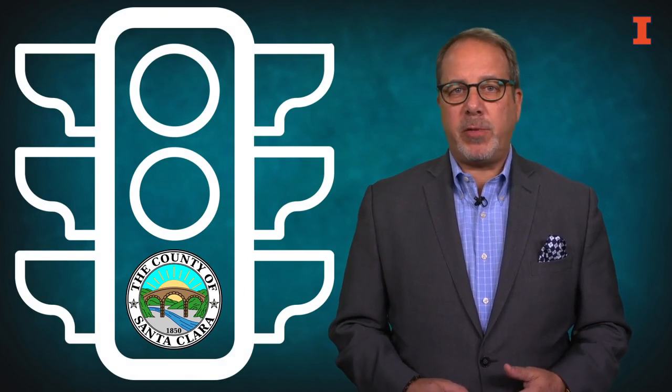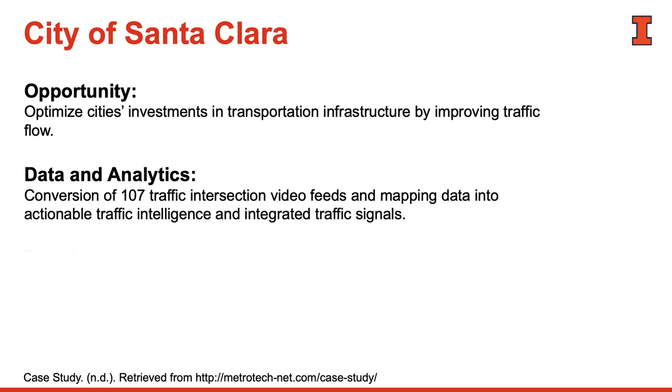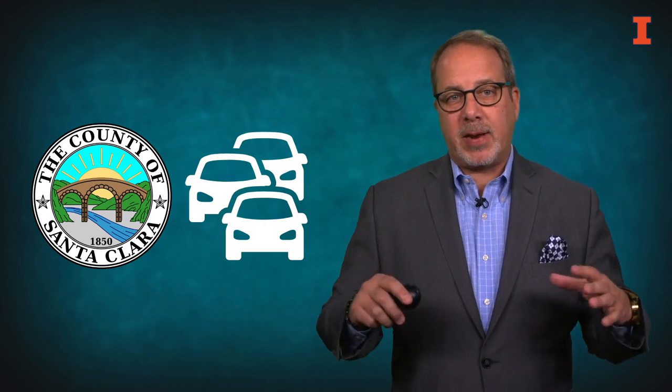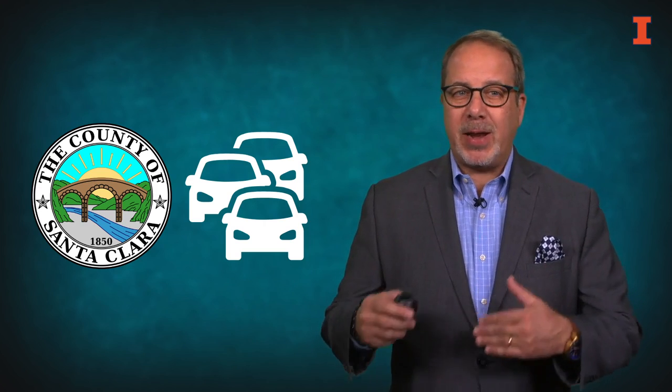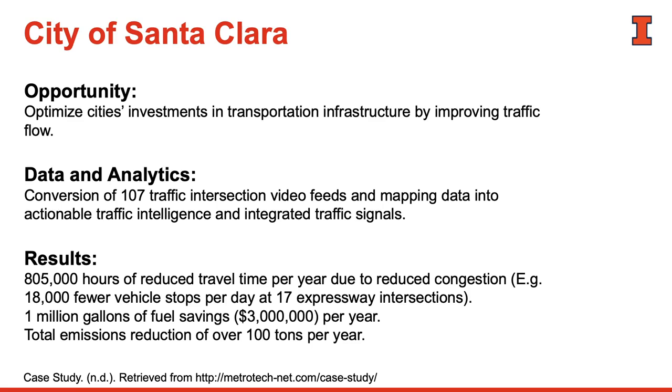The county of Santa Clara in California wanted to optimize investments in transportation infrastructure by improving traffic flow. They converted 107 traffic intersections to include video feeds and mapping data into actionable traffic intelligence and integrated traffic signals. The traffic data is dissected and analyzed by lane, by action, and even down to the individual vehicle. This solution has helped eliminate over 800,000 hours of travel time per year due to reduced congestion.